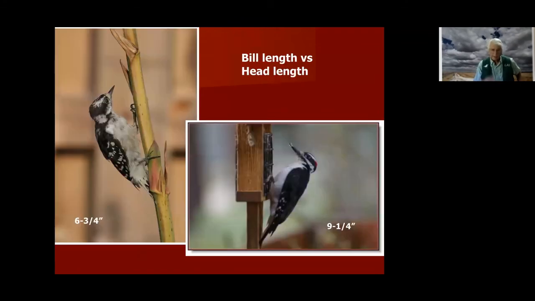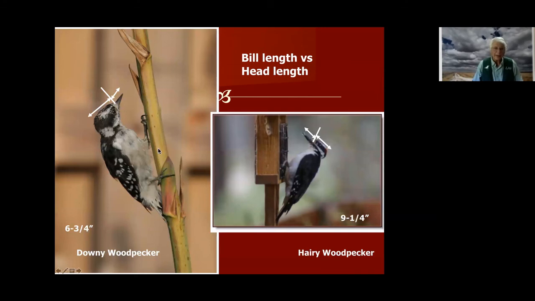Well, sometimes when you're out looking at birds from a distance, and I know I've had this happen to me, sometimes I find it hard to judge the actual size of the bird from a distance. You would think 6 3/4 versus 9 1/4 would be easy to tell them apart, but from a distance, sometimes I'm not too sure. So if you can't tell size and you can't see the tail feathers, check the bill length versus the head length. In the Downy woodpecker, it's a smaller beak. The beak is not as long as the length of the head.